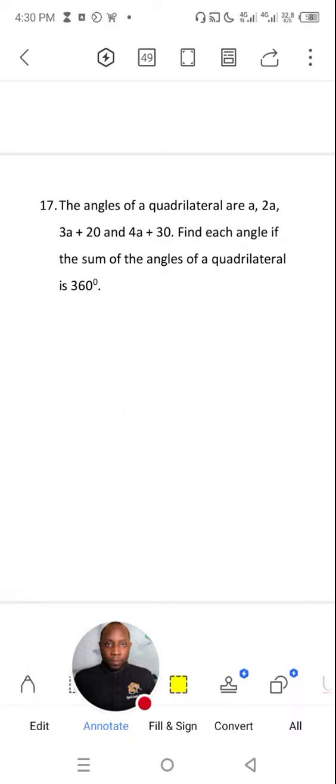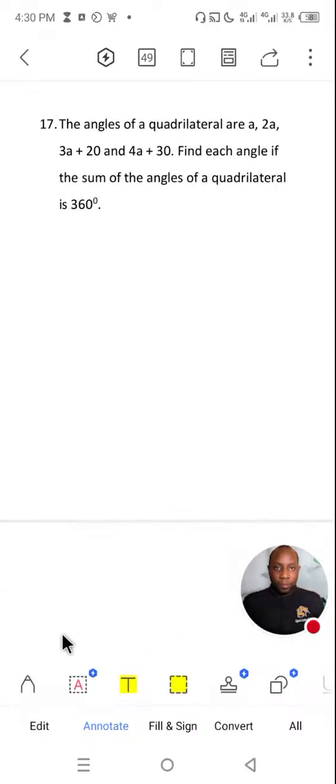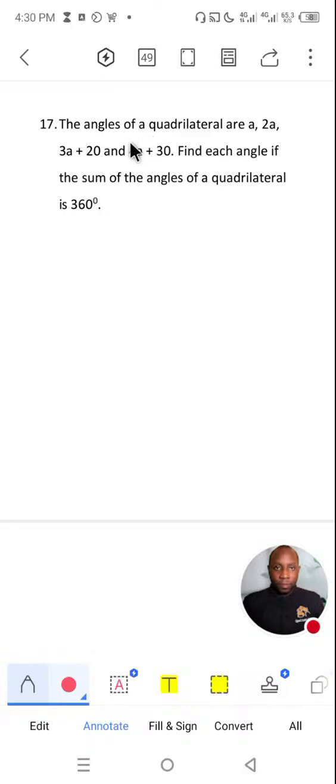So how are you going to solve this question? Okay, let's do it together. We're told that the angles of a quadrilateral. The question you ask yourself is, what is a quadrilateral? A quadrilateral is a plane shape that has four sides. See, quad, that's four, a four-sided plane shape. So they give us the angles as A, 2A, 3A plus 20, 4A plus 30.